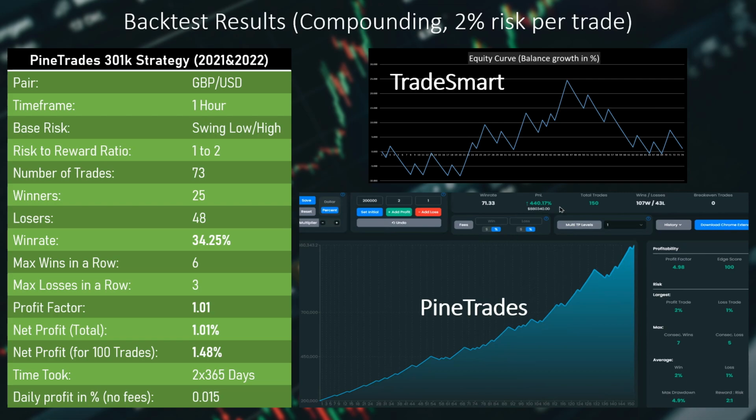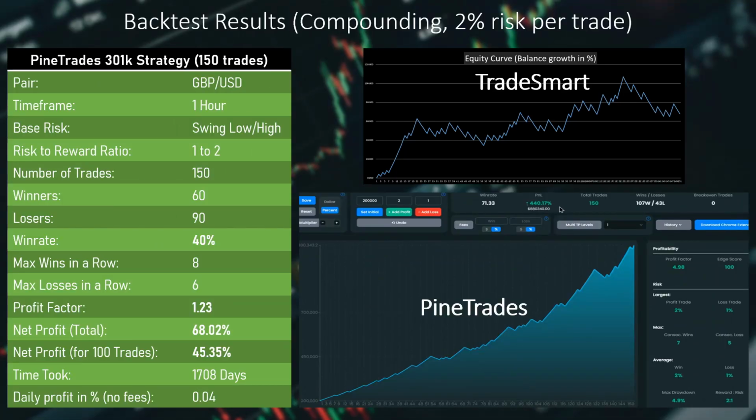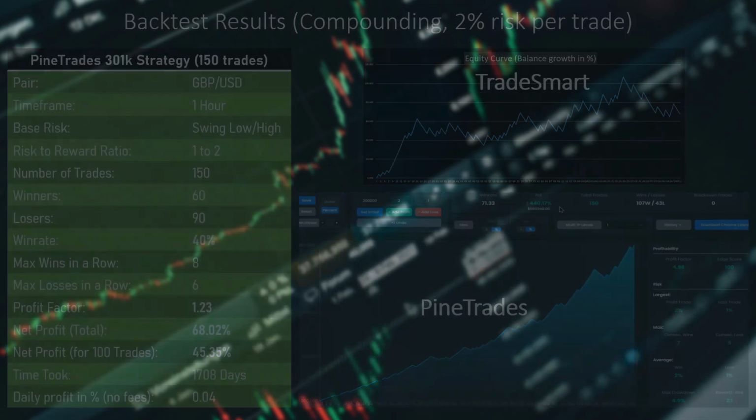Finally, I did a final backtest out of curiosity to match PineTrades' 150 trade backtest. Let's take a quick look at that. Instead of 730 days to get 150 trades, in my backtest I needed 1708 days for that. After 150 trades, I had 60 winners and 90 losers, with a net profit of 68% and a win rate of 40%. It's slightly better, but still far from PineTrades' 71% win rate. The equity curve looks somewhat better thanks to the big run-up at the beginning, but after that it was just a slight move upwards. And that wraps up today's video.